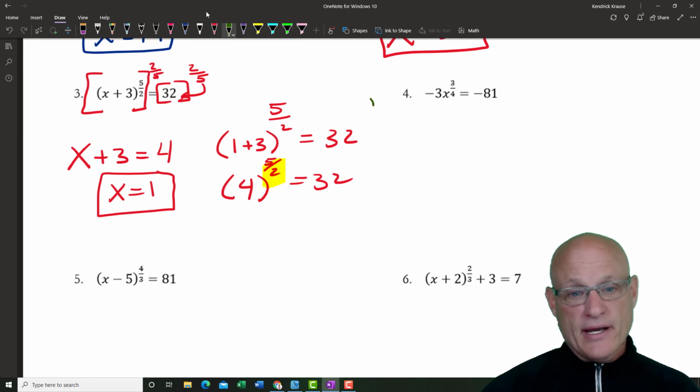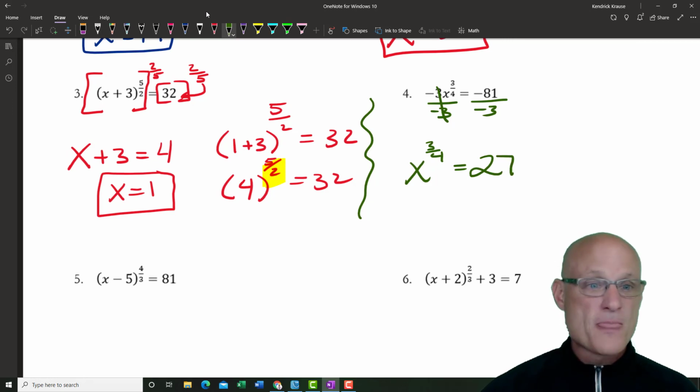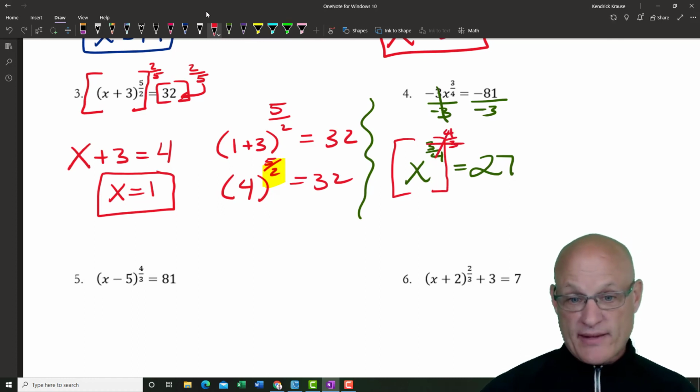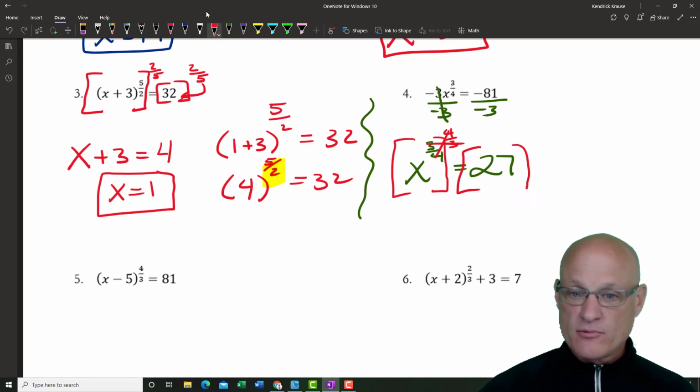All right, let's do a little bit of negatives. Divide by -3. Oh, we made this easy. So I get x to the 3/4 equals positive 27. Now we're going to raise it to the reciprocal. Please do not say multiply. What we do with exponents is multiply, and those get multiplied together, which is why they cancel. But it's raising it to the reciprocal, 4/3.